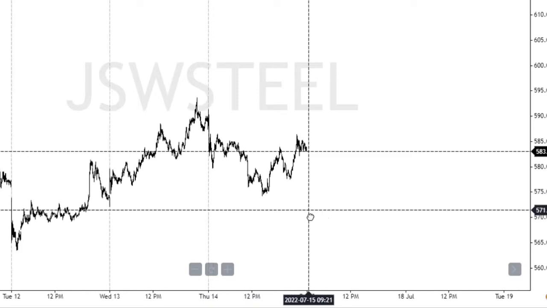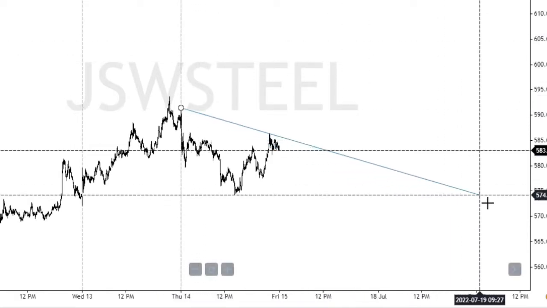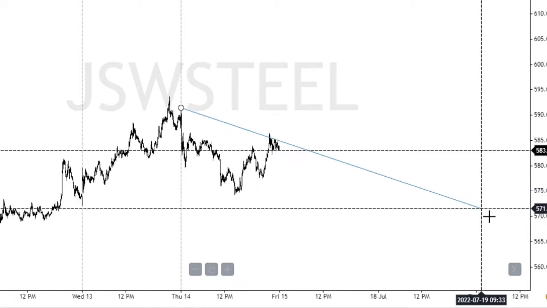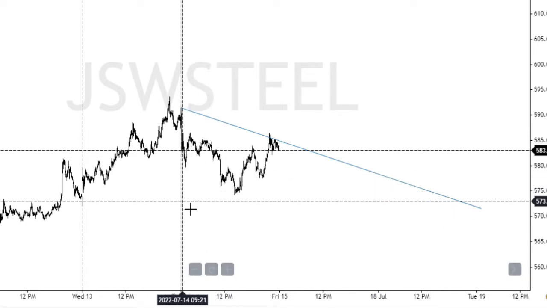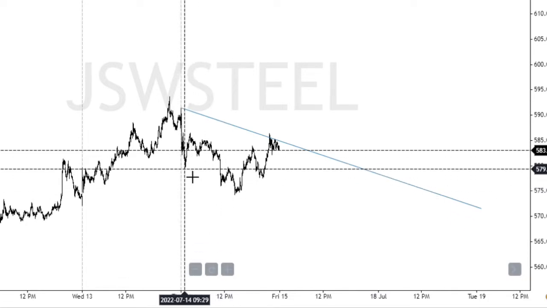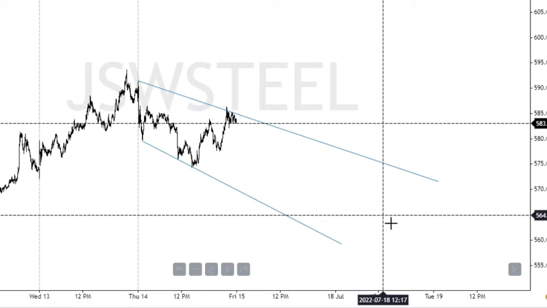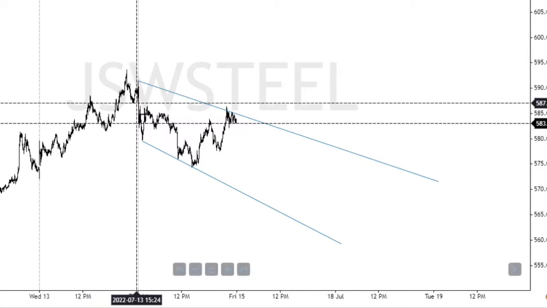After pre-market scanning, I got a stock that is JSW Steel. Before the market opens, let's draw some labels and trend lines, and we'll see what holds for us today. Okay, so I drew trend lines.